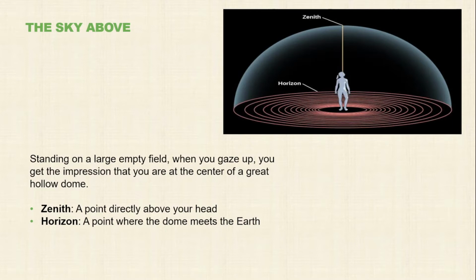And so we gave certain terms, and now we'll define some of these terms. For example, you are standing on a very large empty field at night. What do you see? You see a night sky, a dome around you.